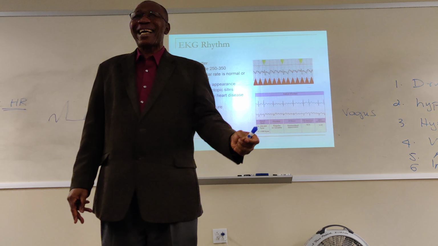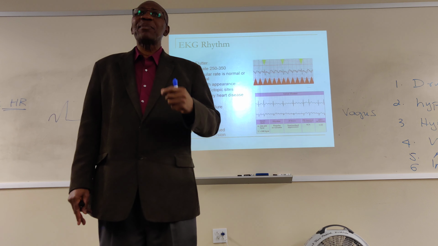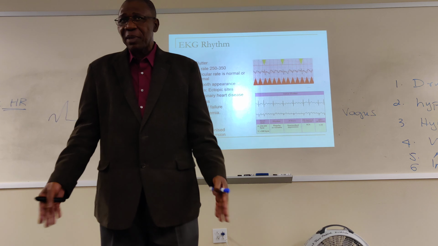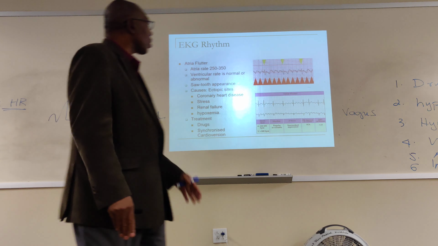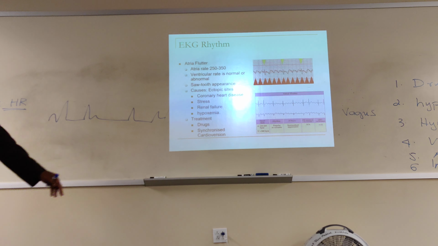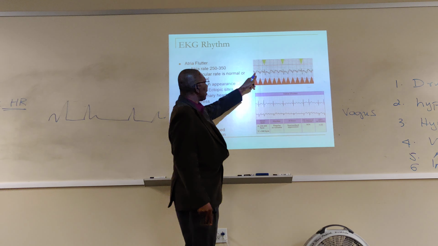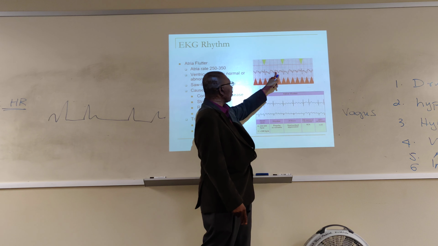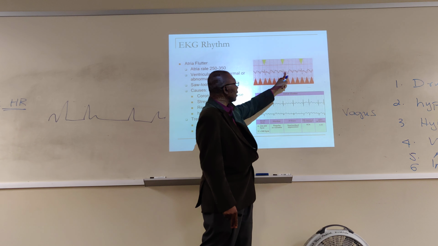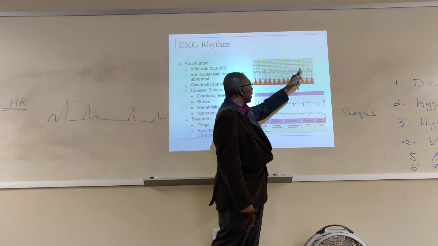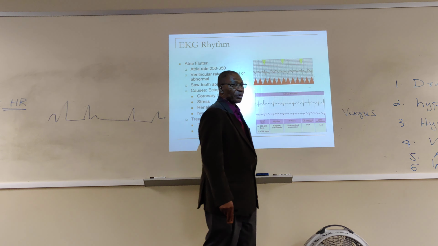So that just means that not all the signals are going through. They are unconducted. Conducted means that they will go through the AV node, end up to the Purkinje fibers, but they're not. So it makes the rhythm look like a sawtooth appearance. It has a sawtooth appearance. These are P waves, that's a QRS complex. P wave, that's QRS complex. That didn't go through, then you have one that went through.